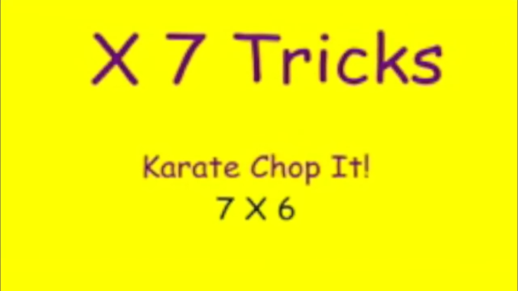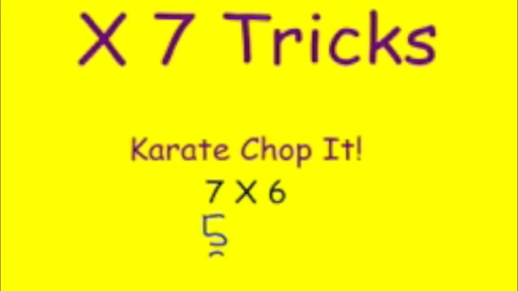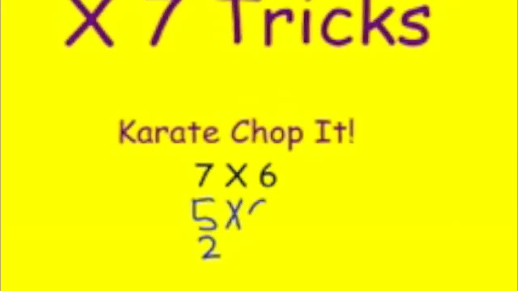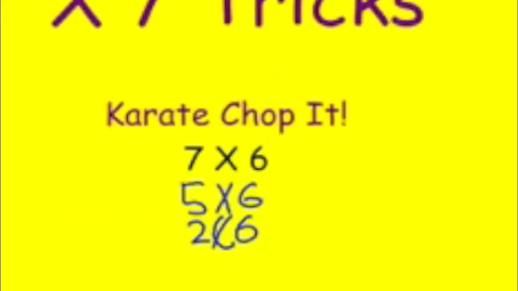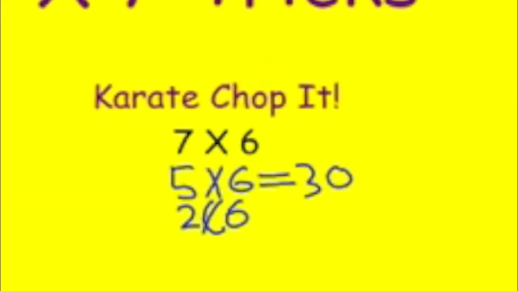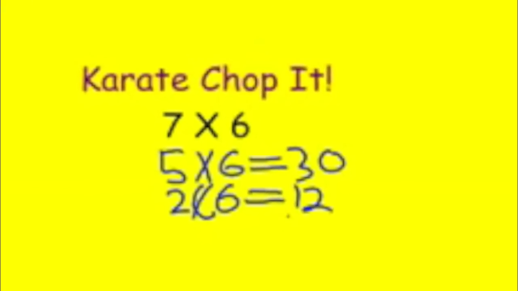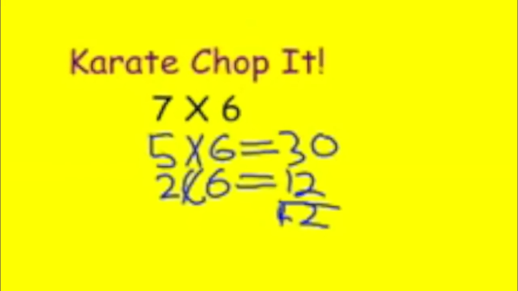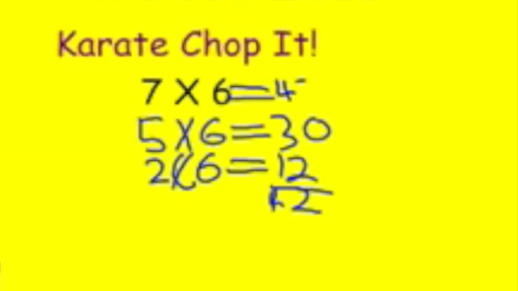Here's a trick for times 7. Split the 7 into 5 and 2 and then multiply them by 6. Five times 6 is 30. 2 times 6 is 12. Add 30 and 12 together and it's 42. So the answer to 7 times 6 is 42.